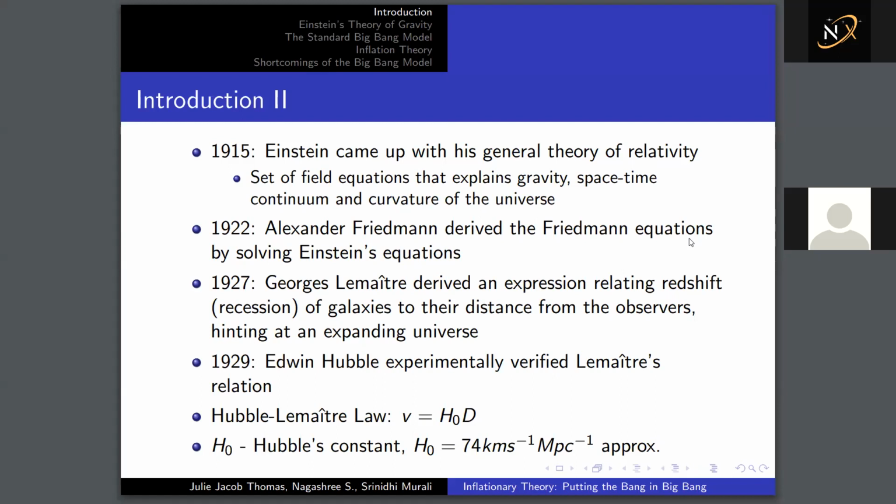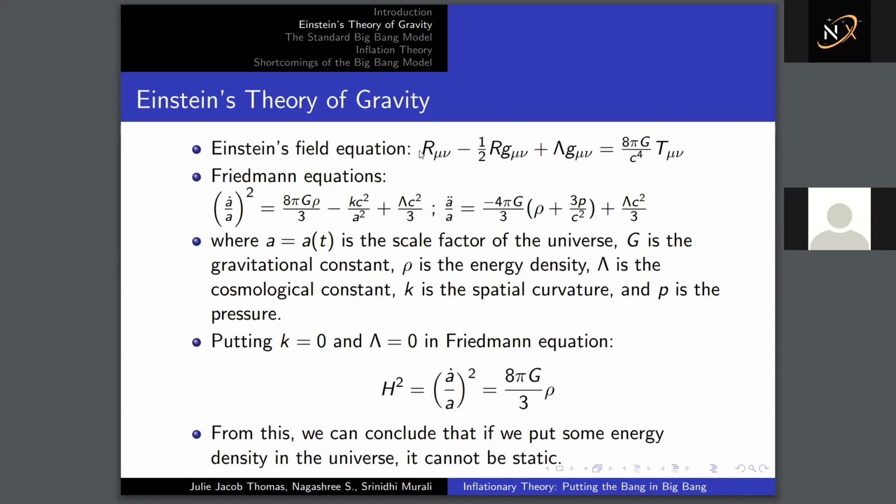According to his general theory of relativity, Einstein gave a set of 10 field equations, which are given in this form, where these notations are basically to denote tensors. We'll not get into that for now.